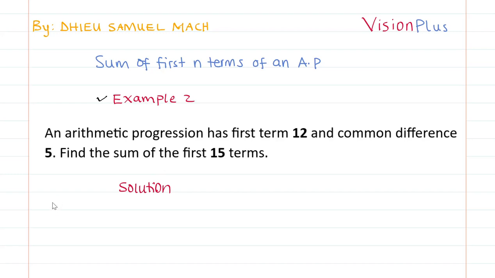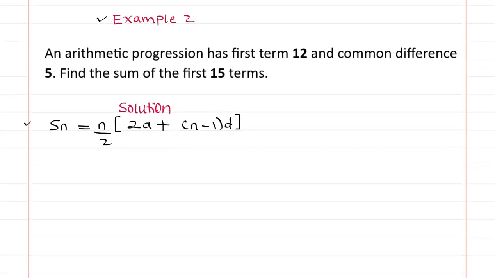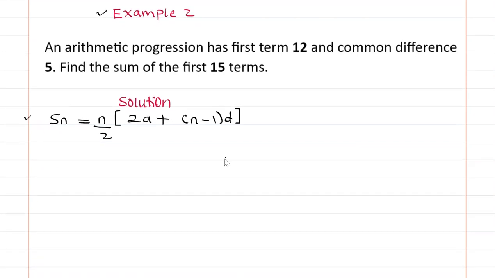If you remember, there are two formulas, and I'm using the first formula, that is the sum of n terms equals n over 2 into (2a plus (n minus 1) times d), close. That is the formula that I'm going to use for the first 5 examples, as I told you. So let us collect the given information.